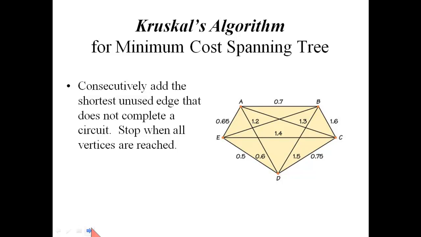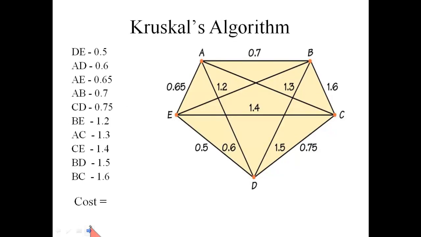And then you go and pick the next edge not yet used, and if it doesn't complete a circuit, you throw it into the spanning tree. And when all vertices are reached, in other words, when a spanning tree has been constructed, then you stop. Let's look at an example of this.